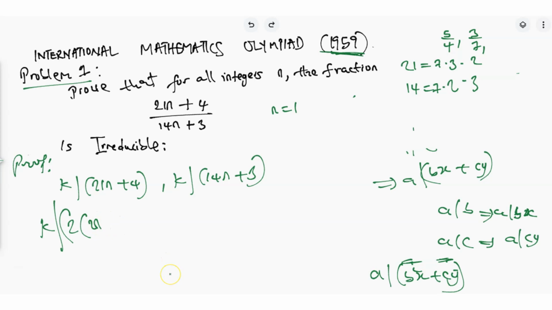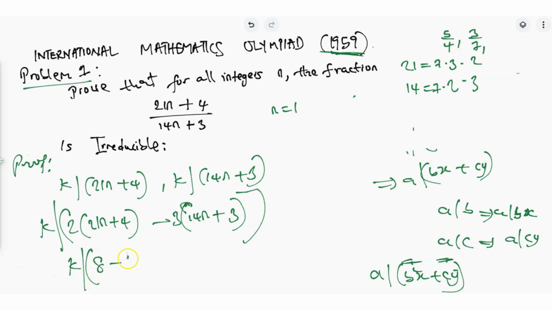Let me write it down. 2 times 21n plus 4 minus 3 times 14n plus 3. So notice that now the n's cancel out and we get 2 times 4, that is 8, so k should be able to divide 8 minus 9, which implies that k should be able to divide -1. But k dividing -1 means that k should be equal to 1.